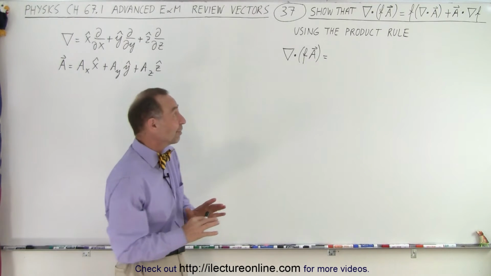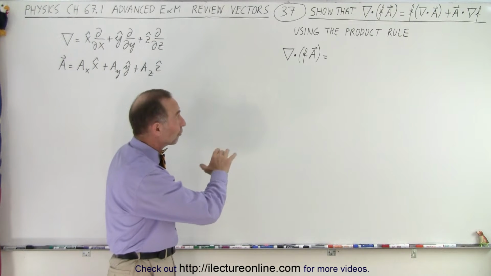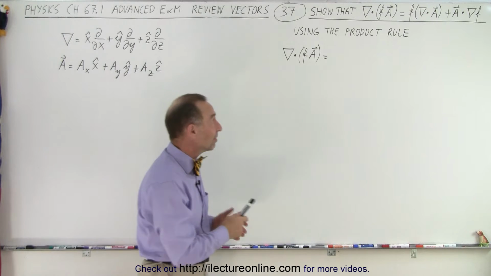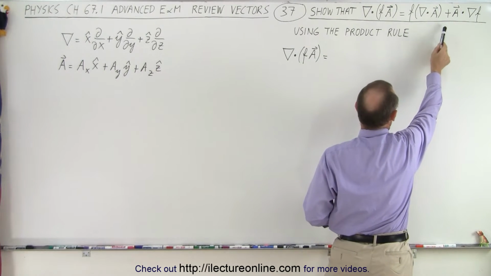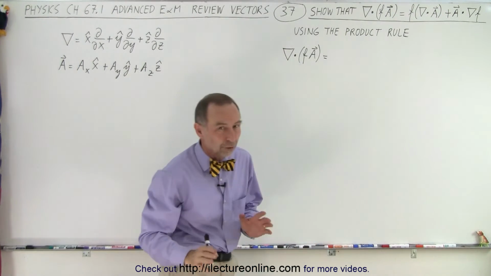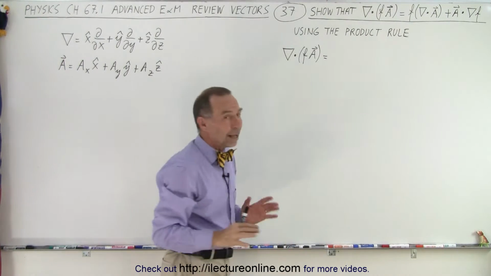What were we trying to do in video number 37? We were trying to show that the divergence of the product of a function and a vector is equal to the following. It's equal to the product of the function times the divergence of the vector plus the vector times the gradient of the function. And of course, the product here is a dot product. All right, how do we show that?